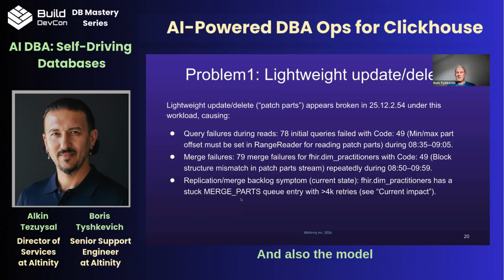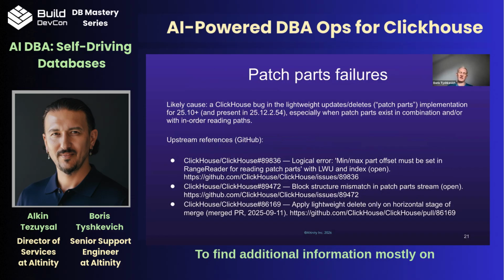And also the model suggests the reason. It could be a ClickHouse bug on lightweight update, delete, patch part that was introduced in previous versions. And it found several references on GitHub about similar problems. Again, that is the typical workflow of any DBA: to understand the problem, to find additional information, mostly on GitHub, and think a bit about what to do.